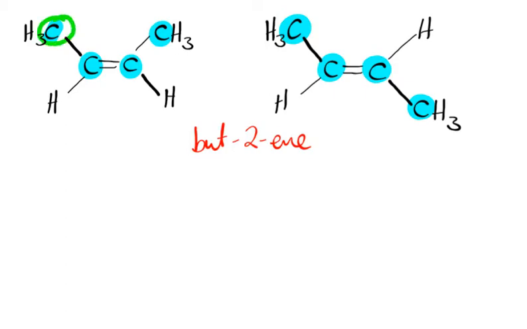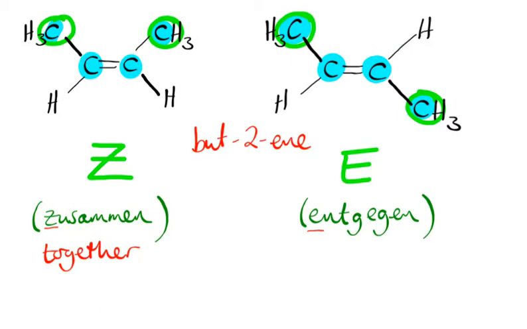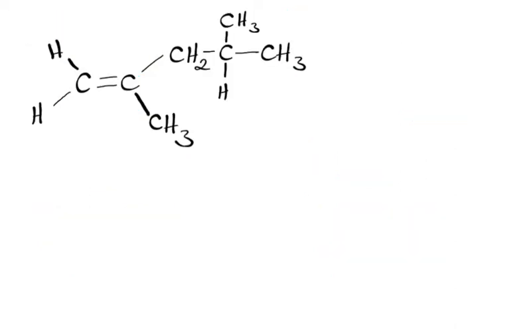So in the first example, those methyl groups are on the same side, so they are together. So this is the Z isomer, so this would be Z-but-2-ene, the Z for zusammen, which means together, whereas on the right hand side those methyl groups are across from each other, so they are opposite, and this is the E isomer, so E-but-2-ene, the E being for entgegen, which is opposite. More on this later. See if you can name this alkene.